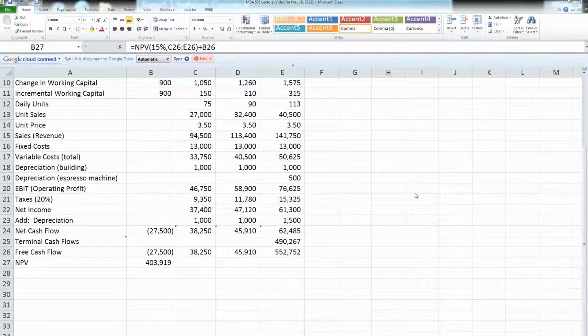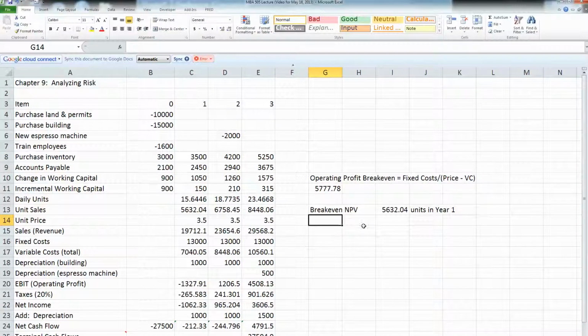So in Chapter 9, one of the goals is to teach you how to analyze projects for risk, and we looked at the break-even net present value. We discovered that the company must sell 5,632 units the first year, and they had originally expected to sell 27,000 units the first year. So even if they're wrong about their expected unit sales in year one, they have a big margin for error before this project hits a negative net present value.